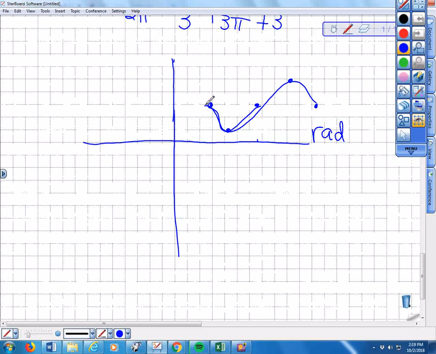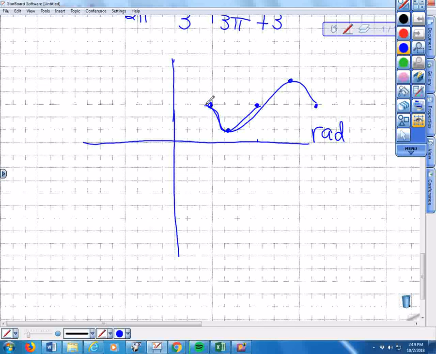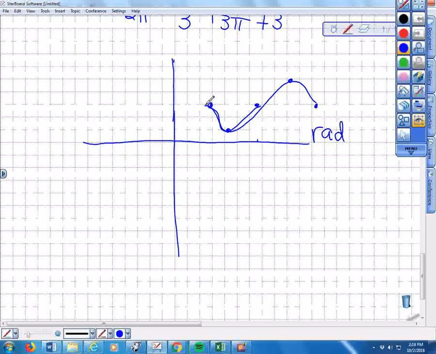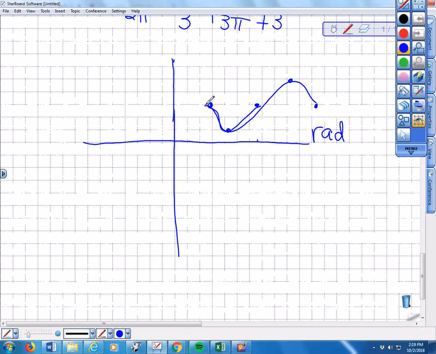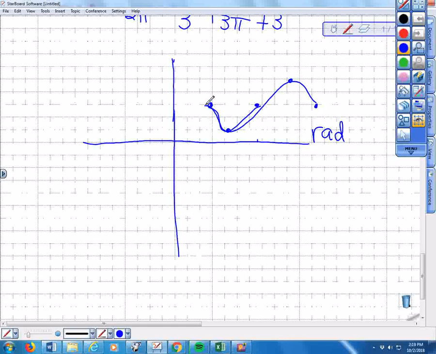If you can get a sine graph and you can see that it starts at 0, 0, and you're just going to have an amplitude change and maybe a period change, that's a lot easier than trying to make it a cosine graph and then having to add in a phase shift. Because that's really all the cosine is, a sine graph with a phase shift.